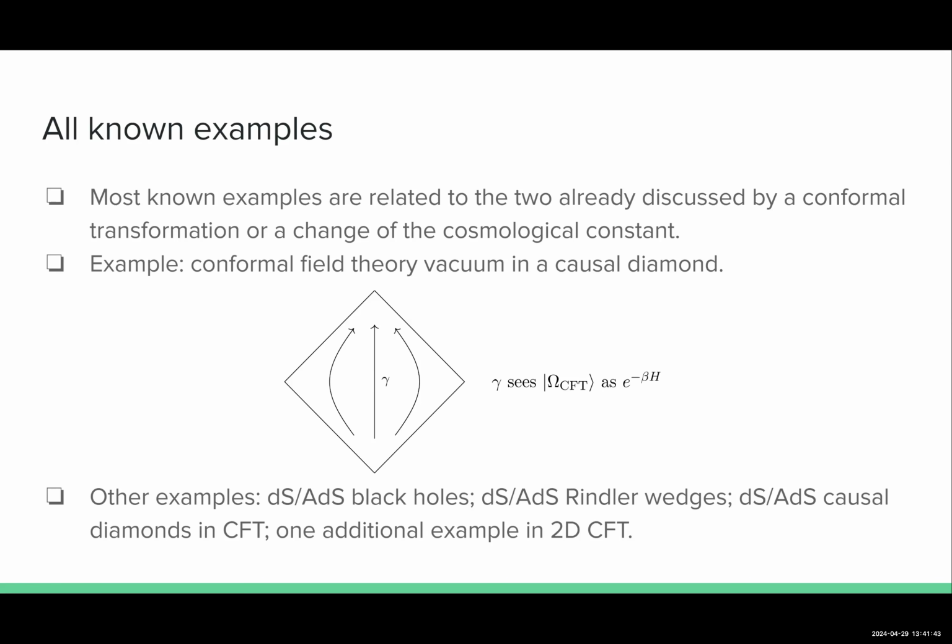So one typical example is a conformal field theory vacuum in a causal diamond. If you draw some causal diamond in Minkowski spacetime, there's a conformal isometry of this diamond that preserves it, that goes forward in time.